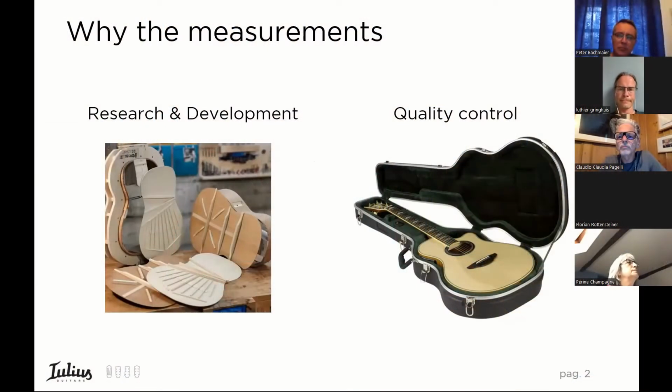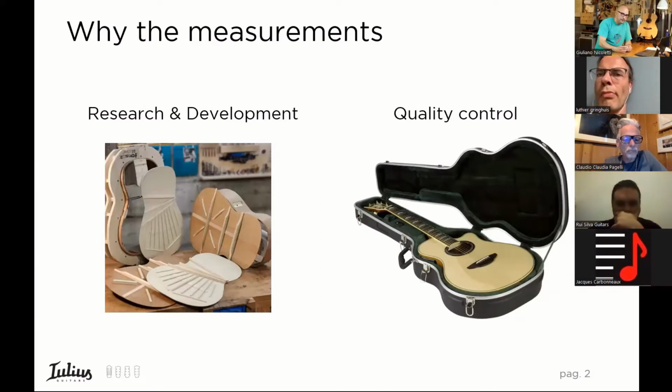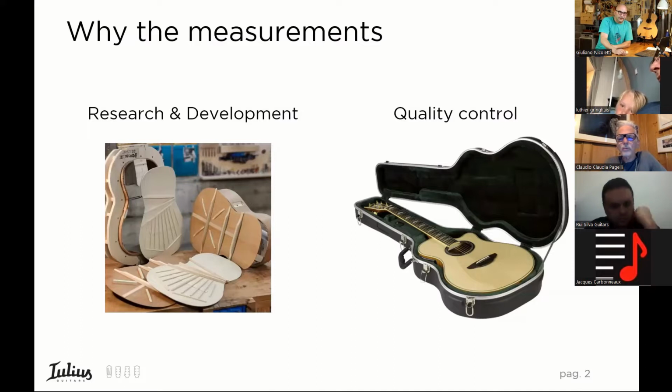Why the measurement is the first question, of course. When I started having webinars with guitar makers, I very quickly understood that most guitar makers see the measurement only as a research and development tool. And for me, it's really important to specify that I guess that most of the guitar makers that are here today are very satisfied, quite satisfied with the instruments that they make.